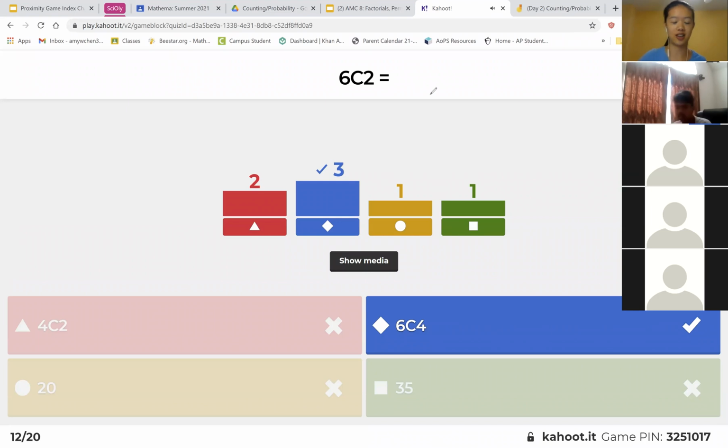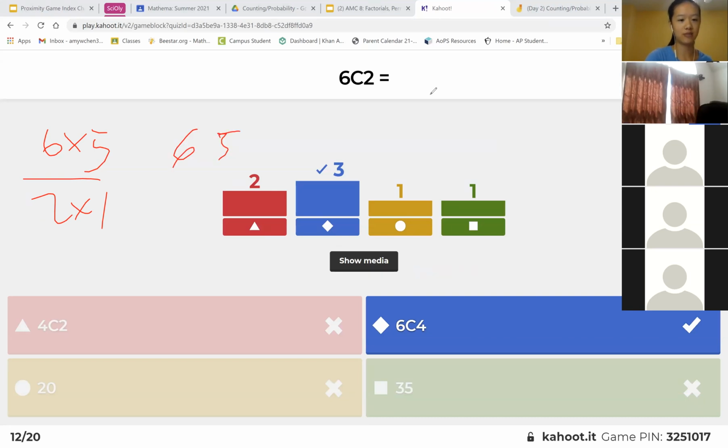Here's an interesting thing. 6 choose 2 is 6 times 5 over 2 times 1. 6 choose 4 is 6 times 5 times 4 times 3 over 4 times 3 times 2 times 1, which in fact is actually the same thing as 6 choose 2. And notice that 2 plus 4 equals 6, and that is not a coincidence. In fact, 5 choose 3 and 5 choose 2 are equal. 4 choose 3 and 4 choose 1 are equal.